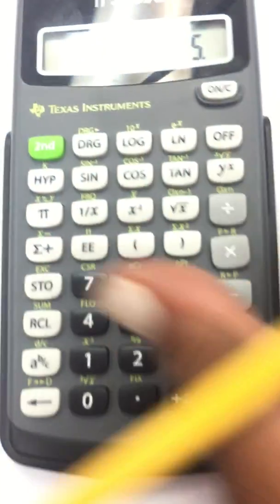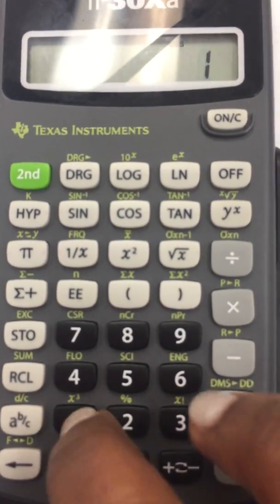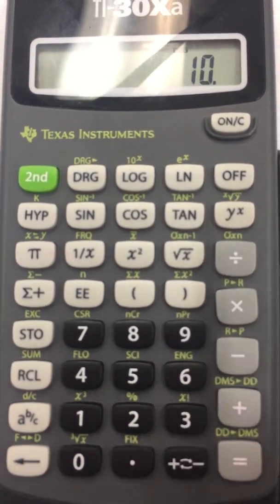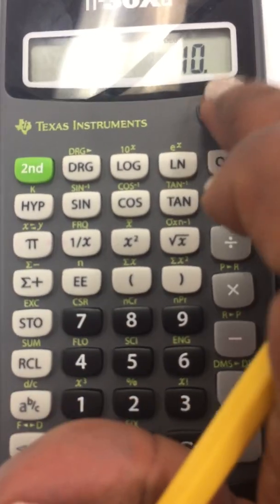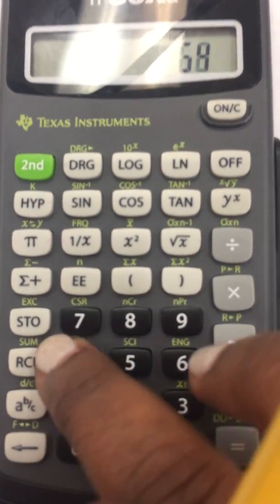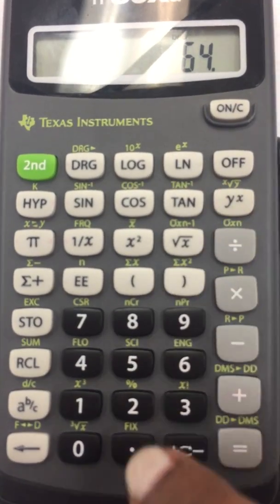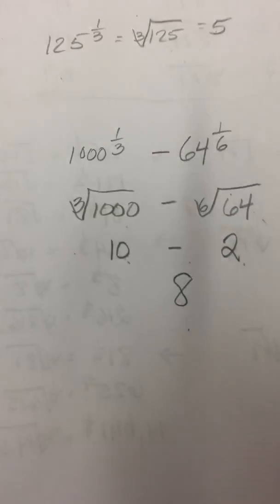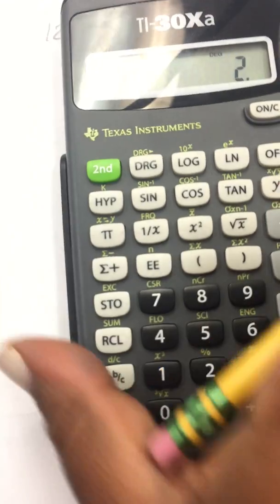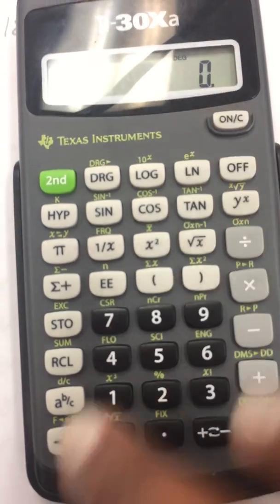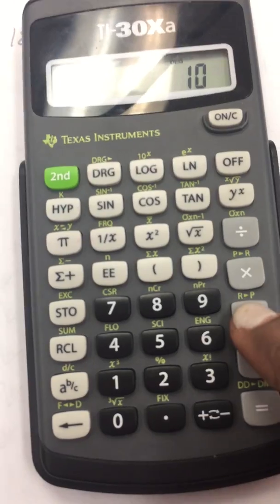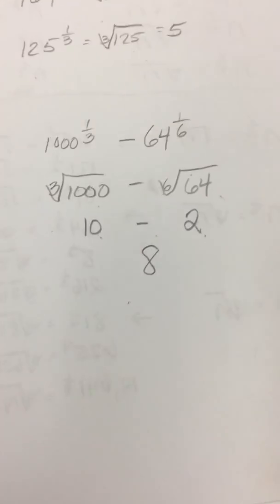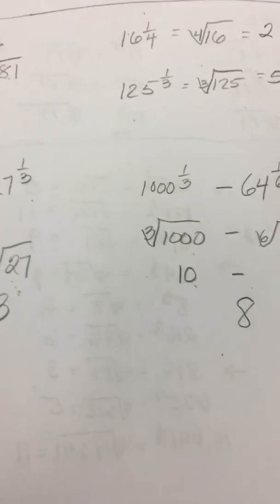And I could have checked all that on here. I could have said, well, calculator, what's the cube root of 1,000? And it'll tell me 10. And I could have said, calculator, what's the 6th root of 64? And it would have told me 2. And 10 minus 2, I hope you don't need it, but I could have checked that too. Calculator, what's 10 minus 2? And that's 8.